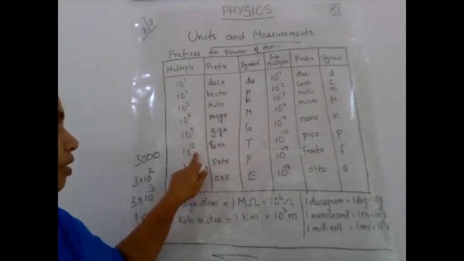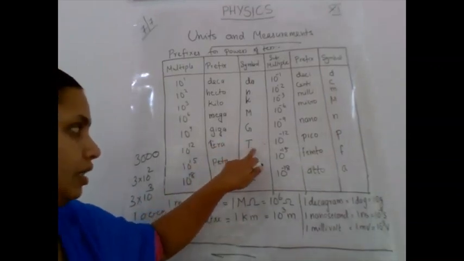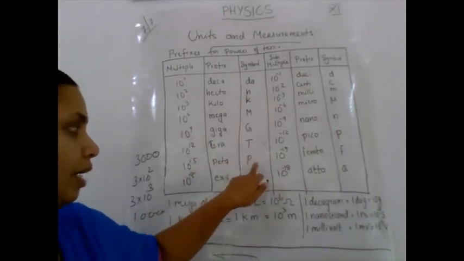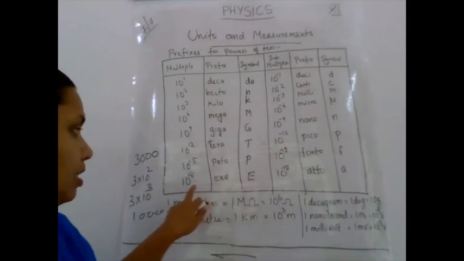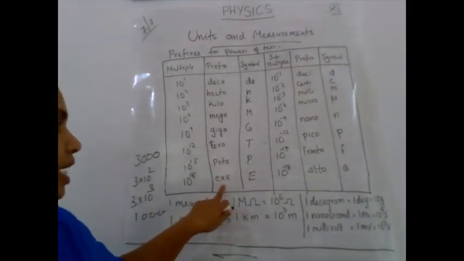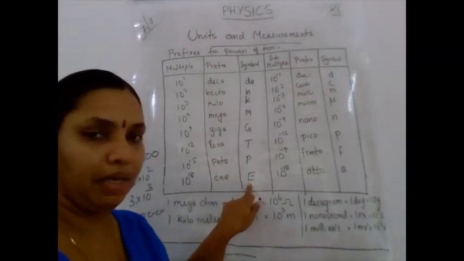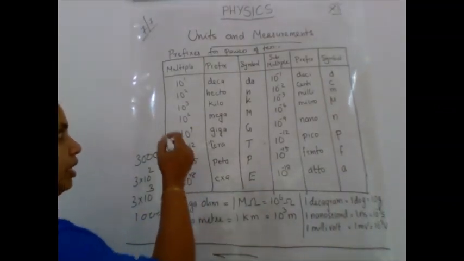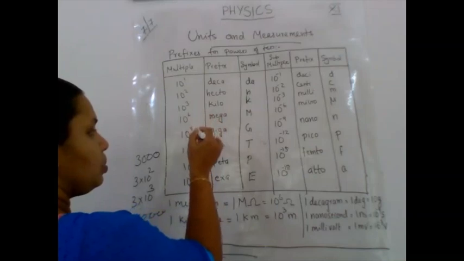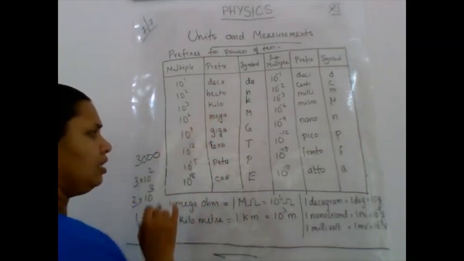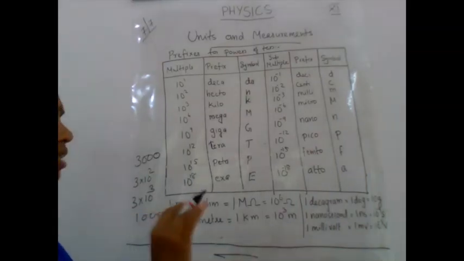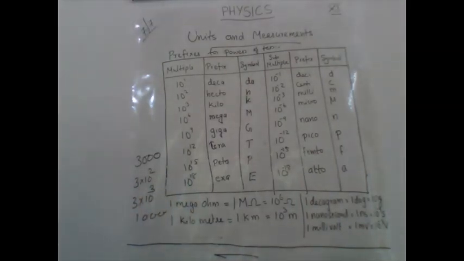Then 10 raised to 12 comes, it is tera, capital T, and 10 raised to 15 is peta and capital P is its symbol. 10 raised to 18 is exa and it is represented by capital letter E. Okay, the commonly used ones are 10 raised to 3, 10 raised to 6, 10 raised to 9 and in some cases 10 raised to 12. Okay, 3, 6, 9, we are generally using that.